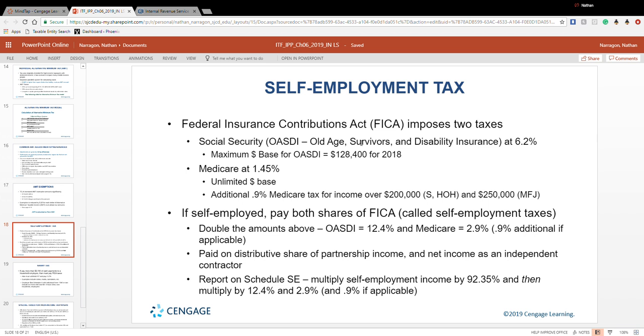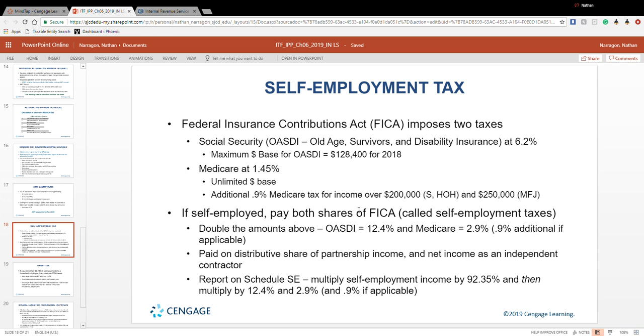So self-employment tax ends up hitting us hard, because this is just the regular tax, what comes out of your wages. But with self-employment tax, guess what? You pay both shares of FICA. Employers pay half, and you pay half if you have a W-2. If you're self-employed, you pay it all. I know. Oh my God.